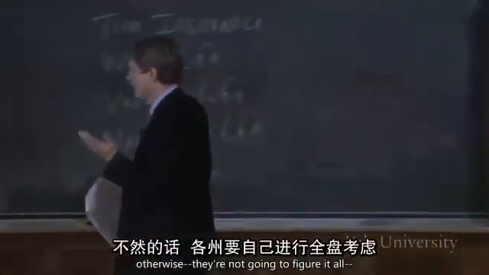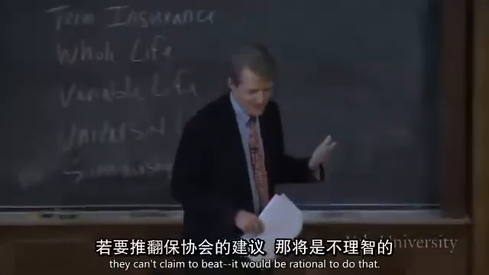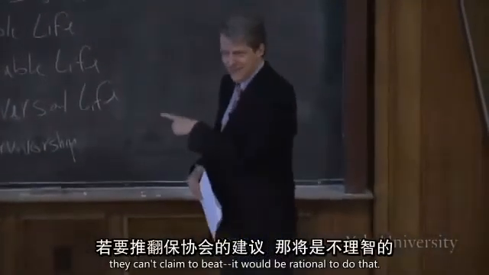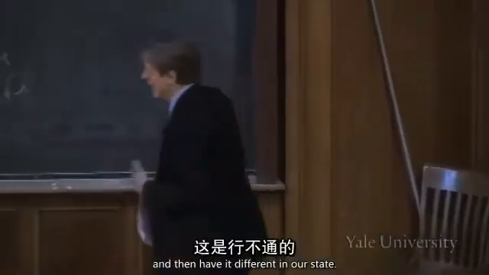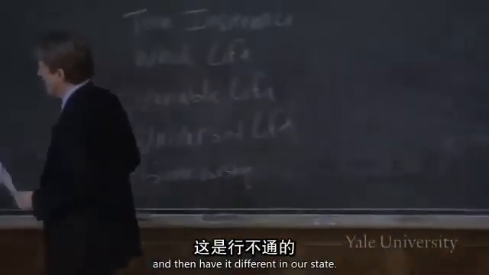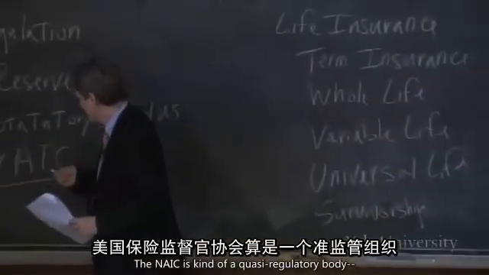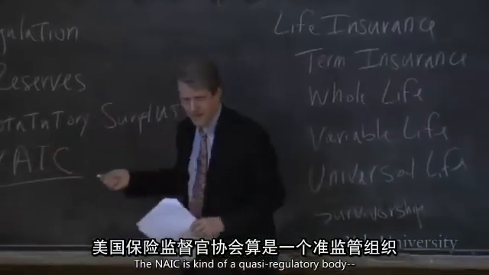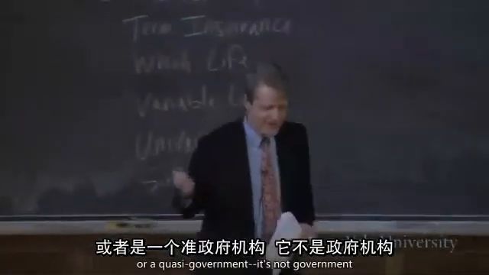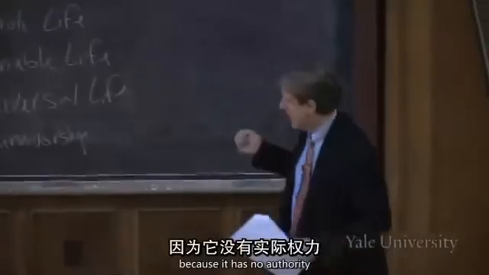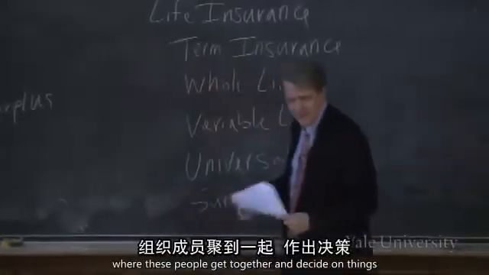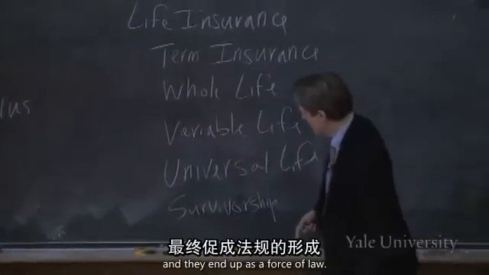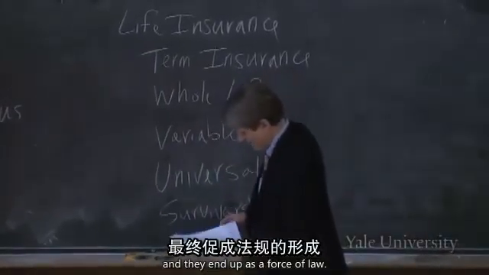Otherwise, they're not going to figure it all out. It would be rational to do that, right? You wouldn't think that we would rethink all of these things ourselves and then have it different in our state. So the NAIC is kind of a quasi-regulatory body, or a quasi-government. It's not government because it has no authority, and yet it acts almost like a parliament where these people get together and decide on things, and they end up as a force of law.